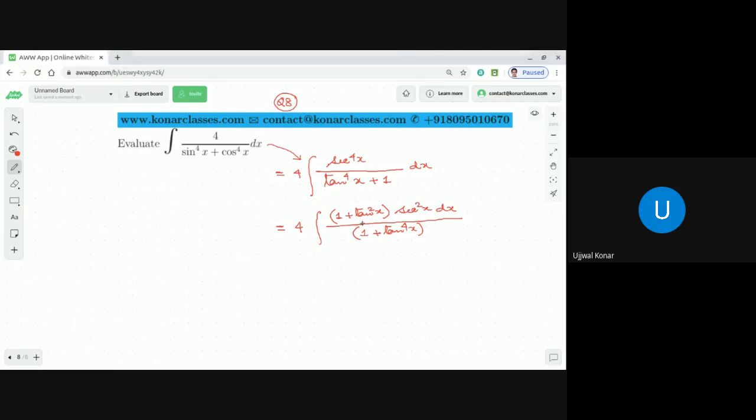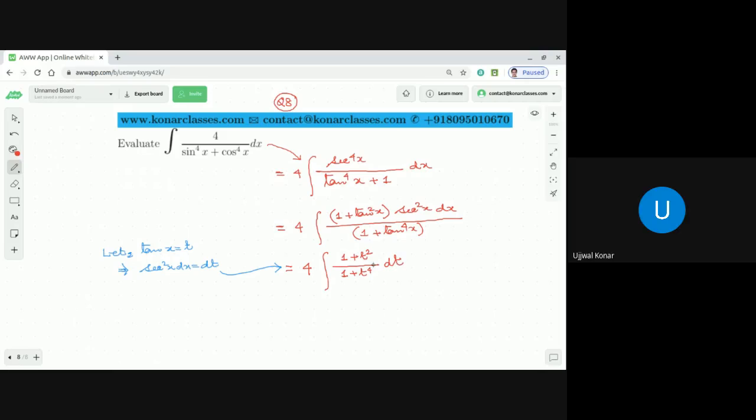So now our substitution comes into the picture. Let tan x equal to t. So from here what do we get? Sec square x dx is equal to dt. And that value we will apply here. If we apply that value, you will get integration of 1 plus t square divided by 1 plus t to the power 4 dt.